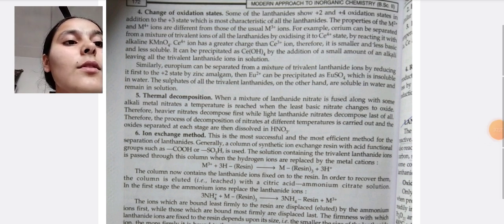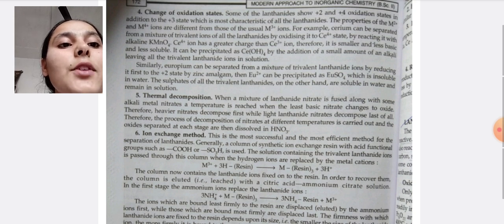nitrate changes to oxide. Therefore, heavier nitrates decompose first while light lanthanide nitrates decompose last. The process of decomposition of nitrate is carried out at different temperatures, and the oxides separated at each stage are then dissolved in HNO3.